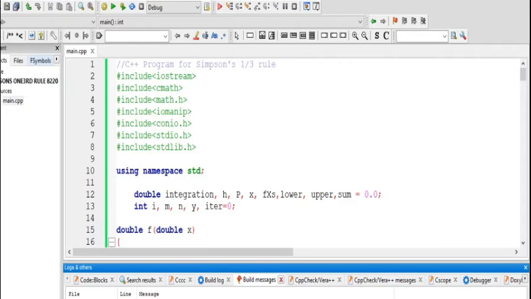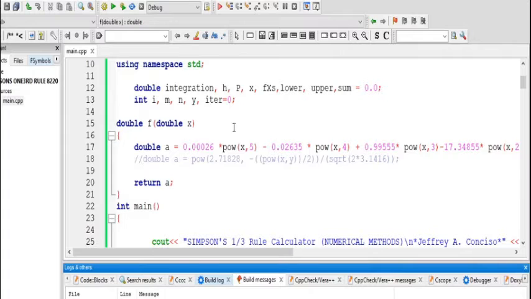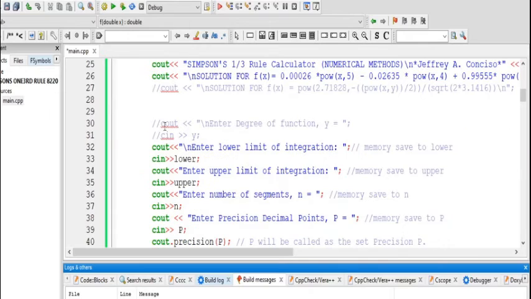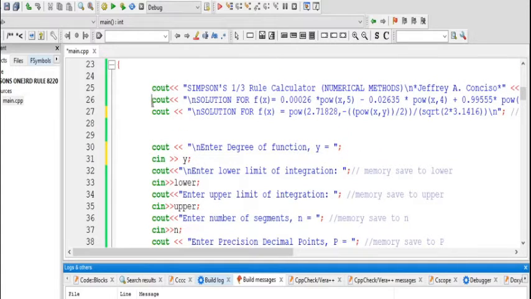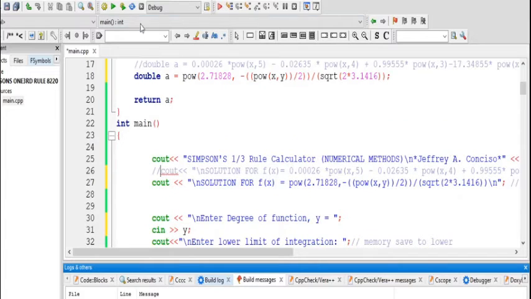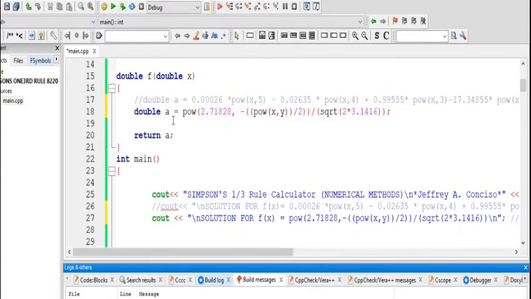Okay, we'll go back to code block, and let's highlight this transcendental problem. Let's hide this first equation, and then let's give way to the y. Now let's build and run these transcendental equations, which is e raised to negative x raised to y divided by 2 all over square root of 2 times pi. So this is the transcendental equation.